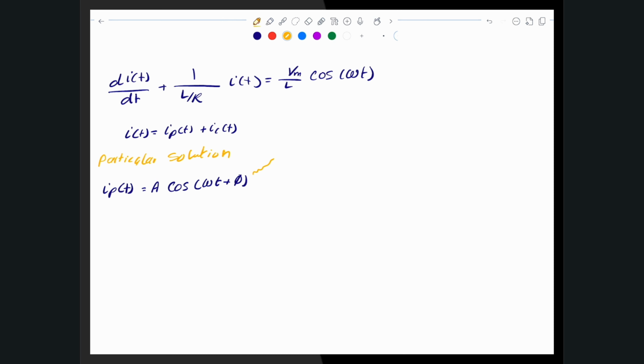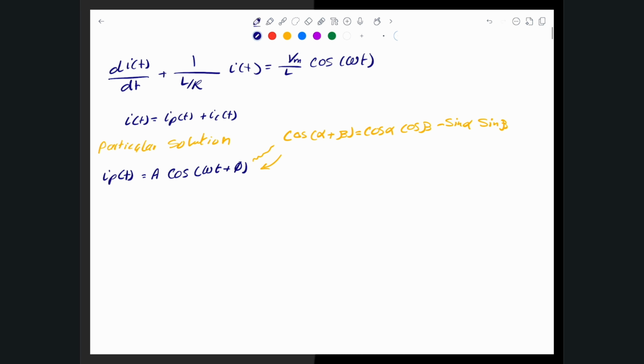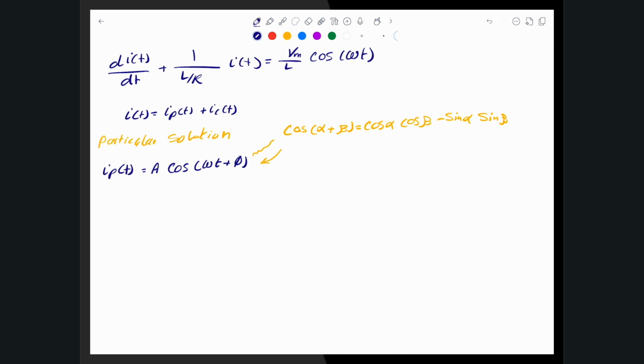All right, well, I'll use this trigonometric identity, which tells me that the cosine of alpha plus beta is simply cosine of alpha times cosine of beta minus sine of alpha sine of beta. Okay, so let's get back in here and substitute, instead of alpha and beta, just omega t and phi. So what we'll end up with is A cosine omega t cosine of phi minus A sine omega t sine of phi.